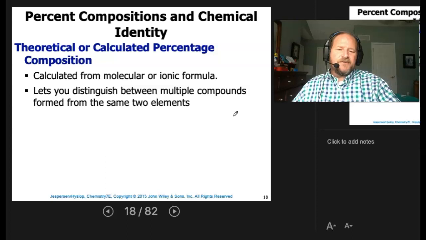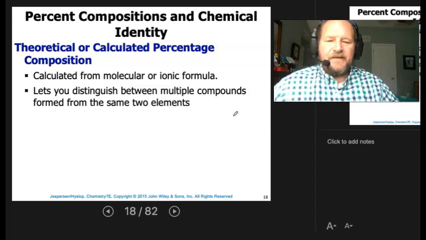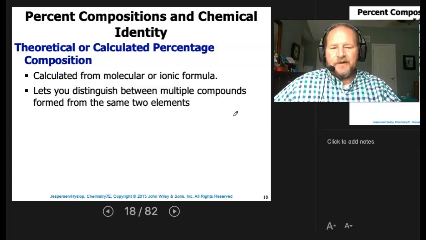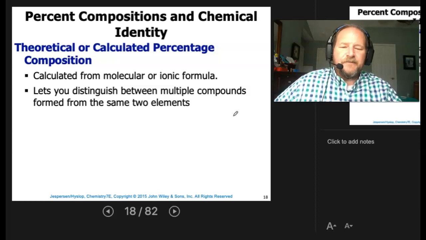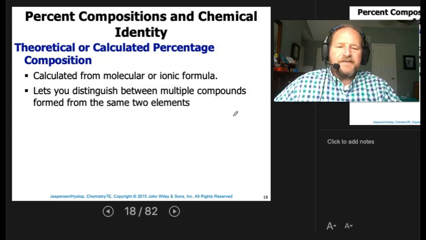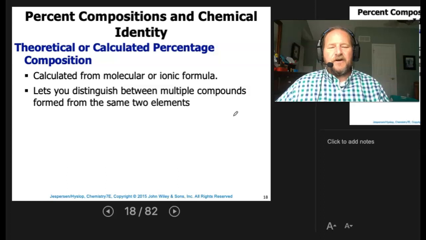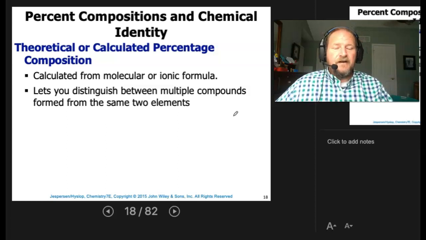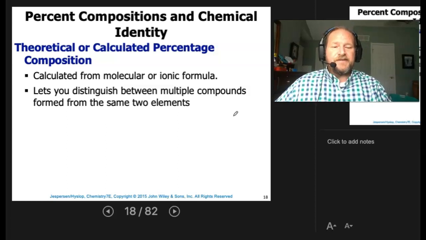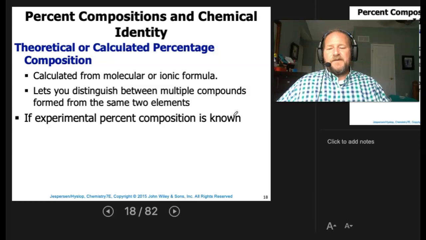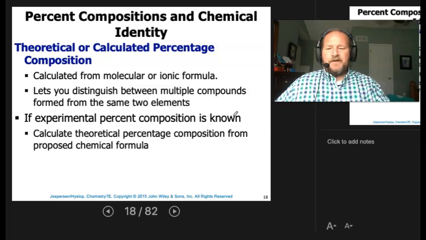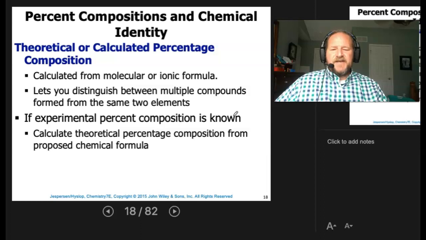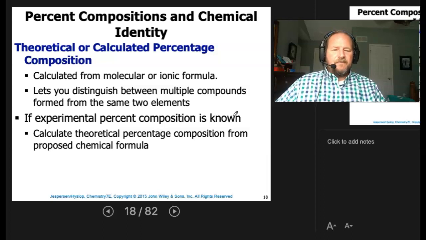So in organic chemistry, this becomes very convenient because a lot of times we look at what's called an empirical formula. We'll be discussing this a little bit, and we can burn a substance and figure out what the percentages are of carbon, hydrogen, and oxygen, and that will give us our multiplier. Not necessarily tell us what is there, but at least tell us the ratio of what's there. Now, if the experimental percent composition is known, we calculate the theoretical percentage composition from the proposed chemical formula.